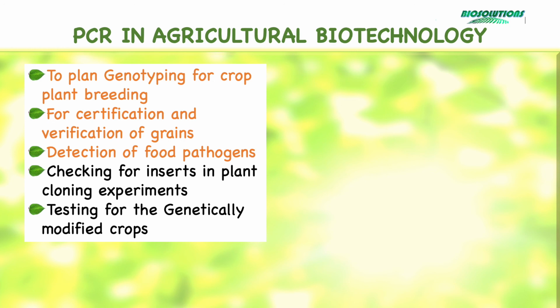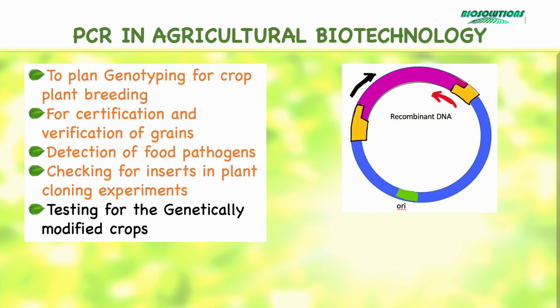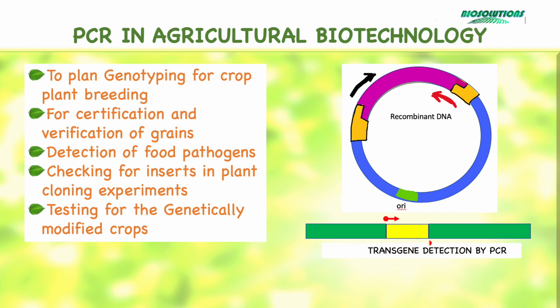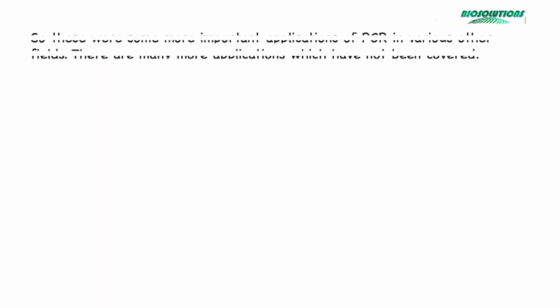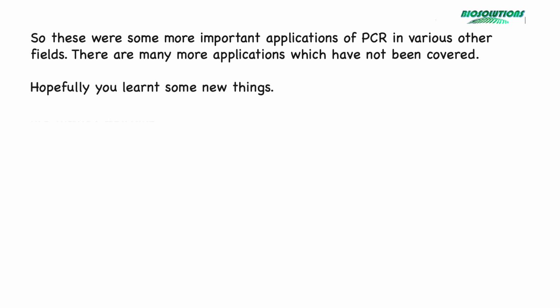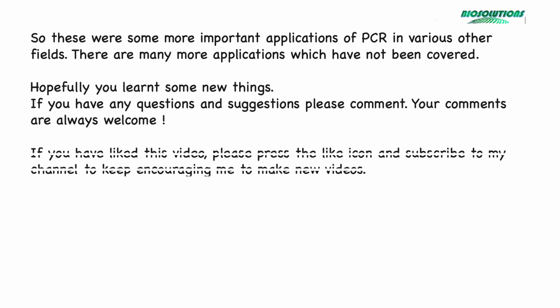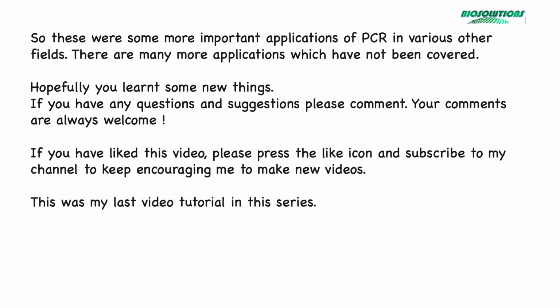You can also use PCR for checking for the presence of an insert after a cloning experiment. If we have created a transgenic plant, then the presence of the transgene and its copy number can be found out using qRT-PCR. So we looked at some more important and interesting applications of PCR. There are many more applications which are not covered here.